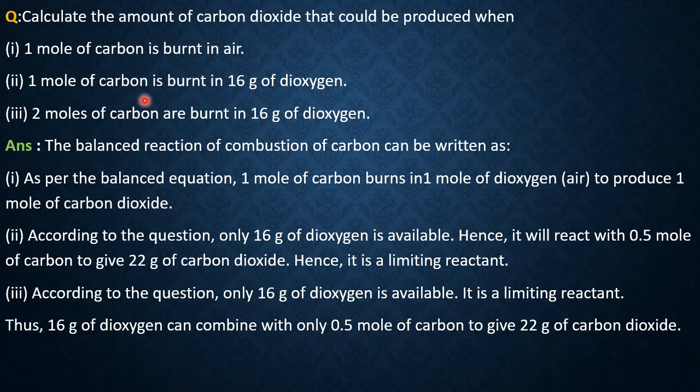Okay, and how much carbon dioxide forms? What is the balanced chemical equation for the formation of carbon dioxide from carbon and the oxygen? It is C plus O2 gives CO2. 1 mole of C, 1 mole of O2 to give 1 mole of CO2. 1 mole of carbon is burnt in air. Okay. How much is formed? See, air is sufficiently available. Only 1 mole of carbon is taken.